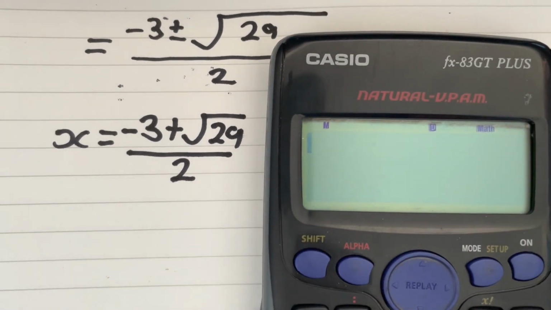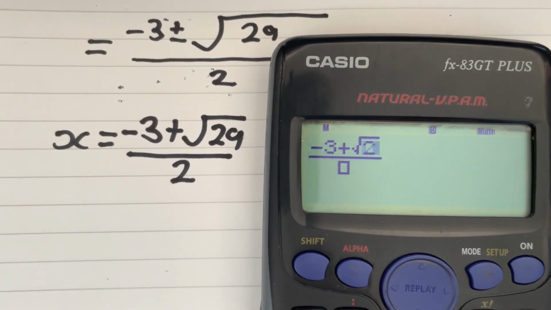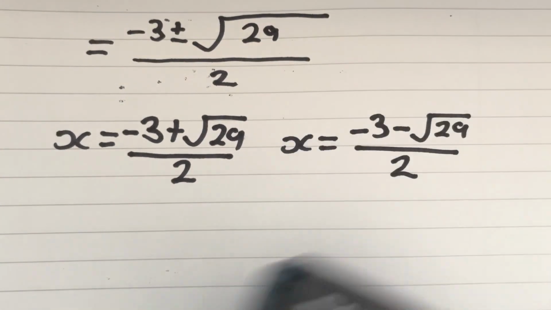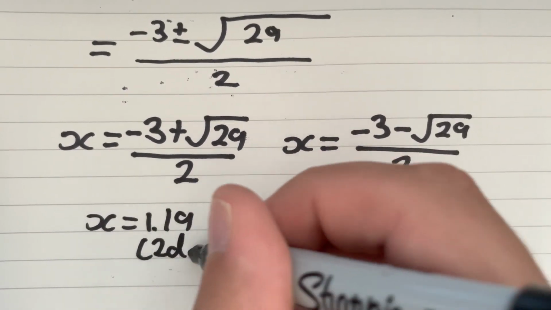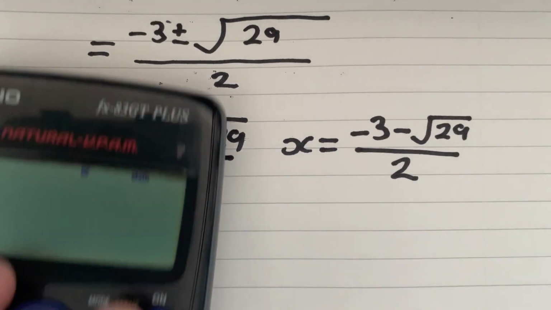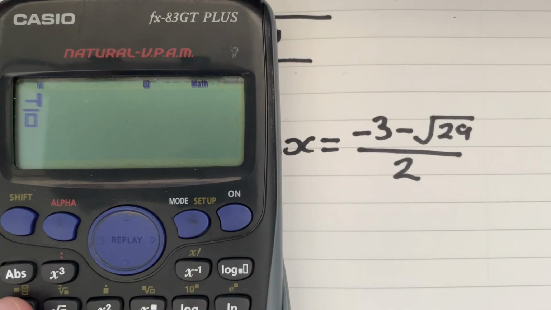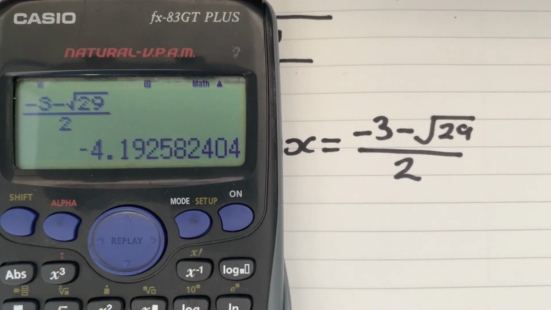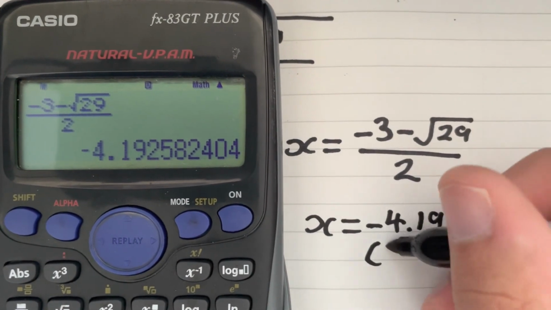So for the first one, we've got in our calculator minus 3 plus the square root of 29 all over 2. And that will give us 1.19 to 2 decimal places. And then for our second solution, x equals minus 3 minus the square root of 29 over 2. Again, put that into a calculator. So minus 3 minus square root of 29 all over 2. That gives us an answer of minus 4.19 to 2 decimal places. So x equals minus 4.19 to 2 decimal places.